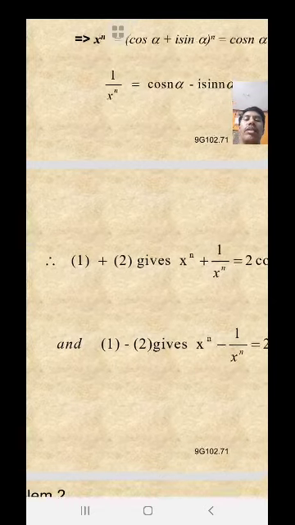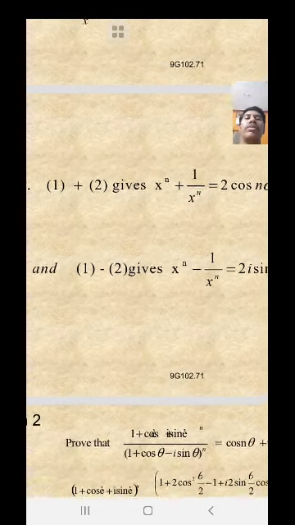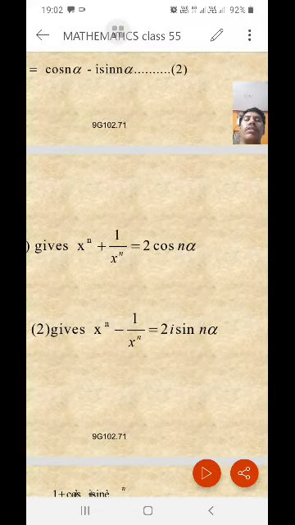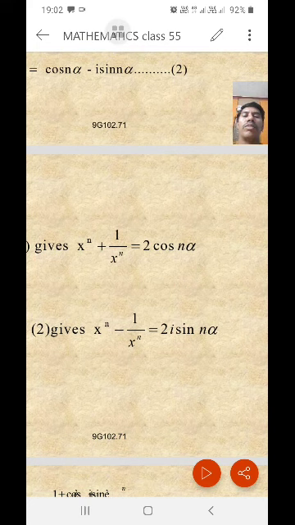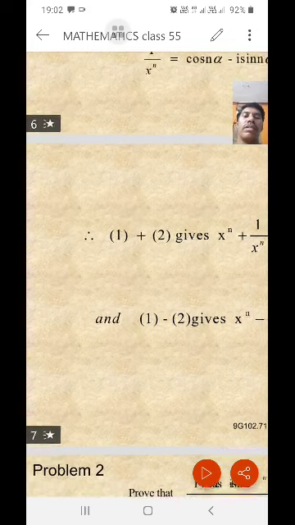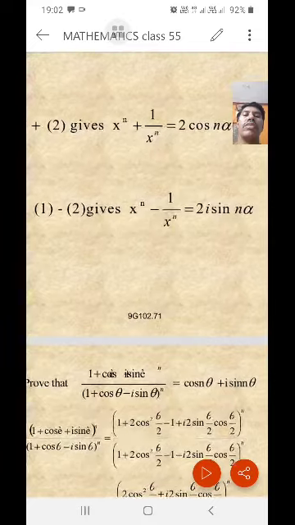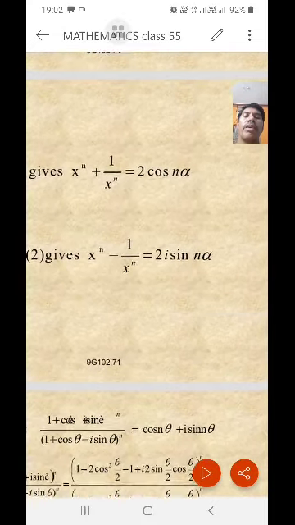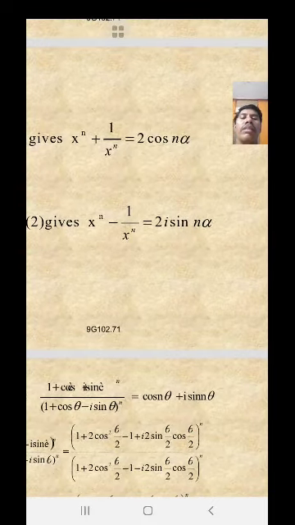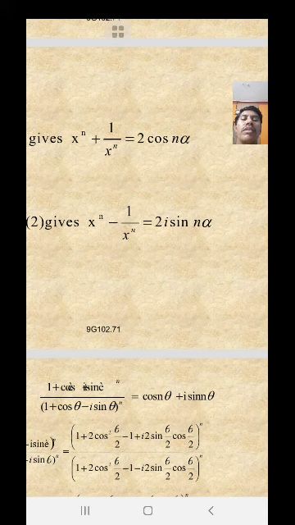Therefore, equation 1 plus 2 gives x power n plus 1 by x power n equals 2 into cos n alpha. And equation 1 minus 2 gives x power n minus 1 by x power n equals 2i sine n alpha.